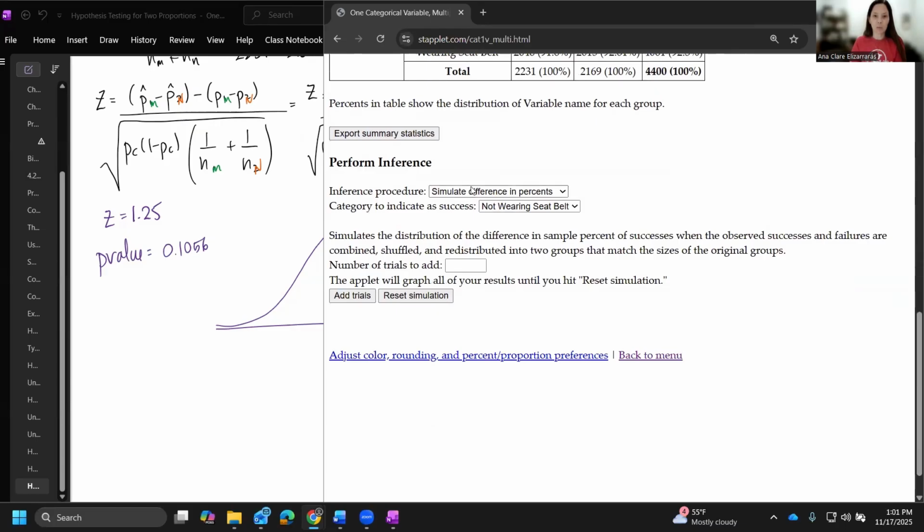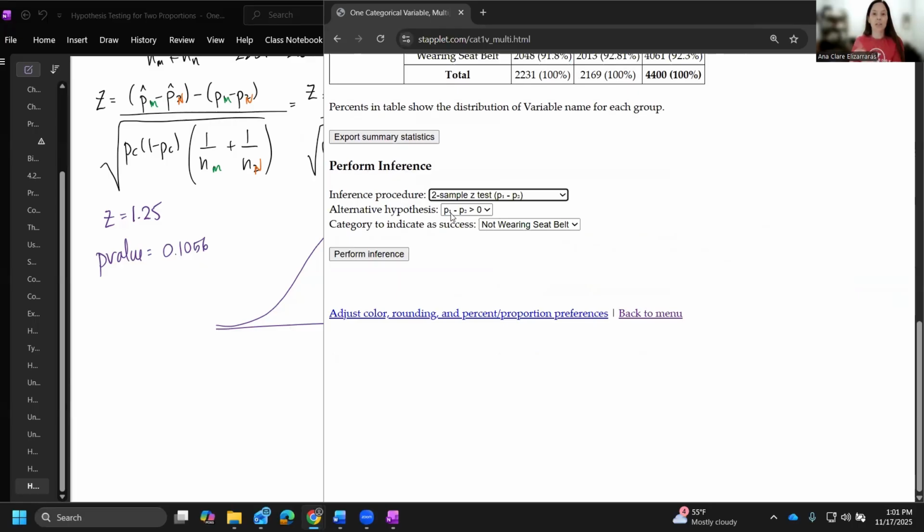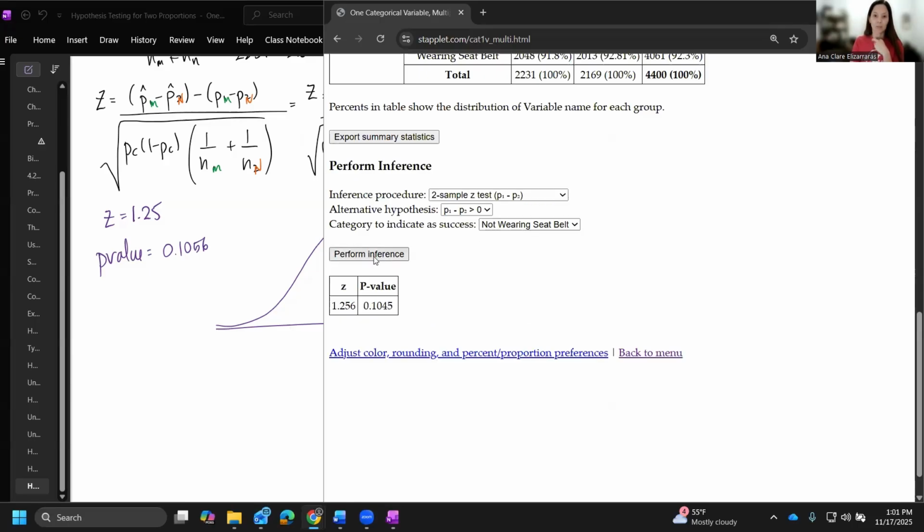Down at the bottom is where we see our inference. And we want to perform a test. Our test, because we entered men first, our test is greater, and we are talking about not wearing a seatbelt. We get a p-value of 0.1045 with a z-score of 1.256. This is because the computer does not round, and we do. But we are very close. We get the same thing.